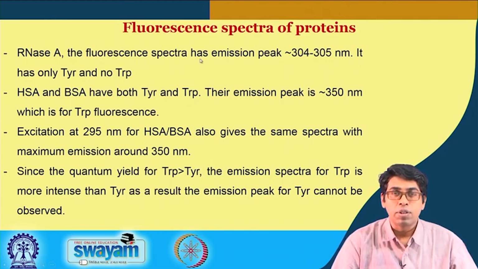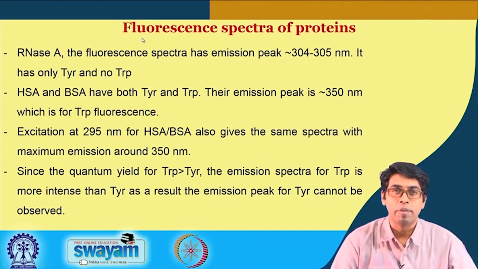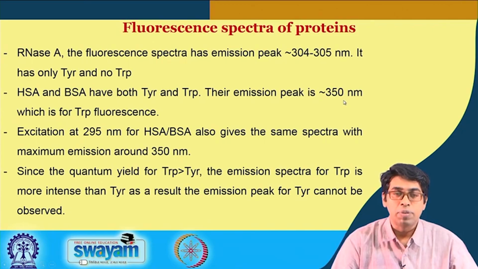For RNase A, we saw that the emission peak was close to 305 nanometers, and this is expected because it has only tyrosine residues and no tryptophan residues. So, it mirrors the emission spectra of the tyrosine residues. On the other hand, for HSA and BSA, the emission peak was at 350 nanometers. Now we know that tryptophan gives much more intense fluorescence spectra compared to tyrosine. So, even though there are both tyrosine and tryptophan, the spectra for HSA and BSA was dominated by tryptophan, resulting in an emission peak at 350 nanometers.